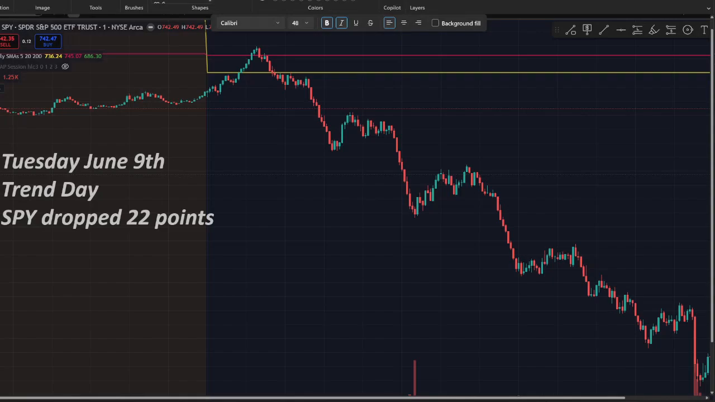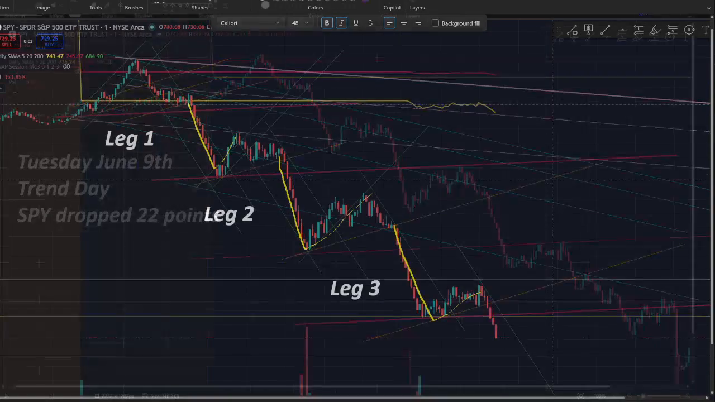Trend days are the easiest days to trade because price respects the previous support and resistance levels. So your stop losses and your drawdowns are very minimal. On Tuesday, the S&P 500 dropped 22 points. We're going to piggyback off the previous video that Eric made regarding that trend day, and we're going to speak about health and momentum and how to determine if a trade is likely to continue.